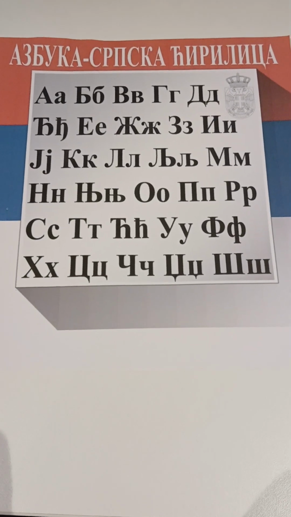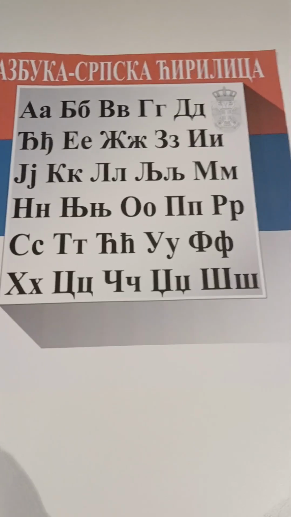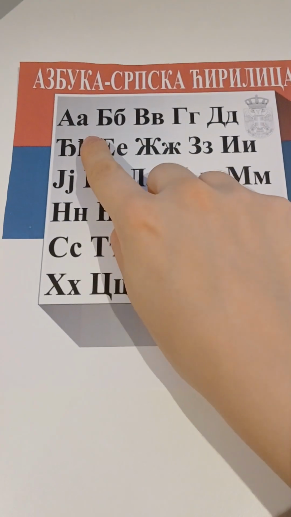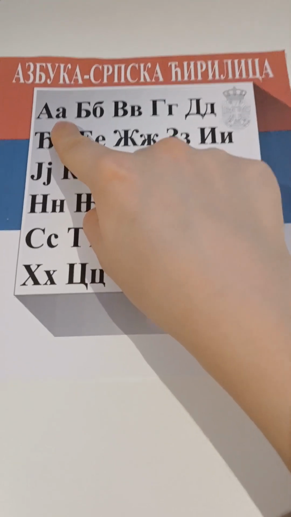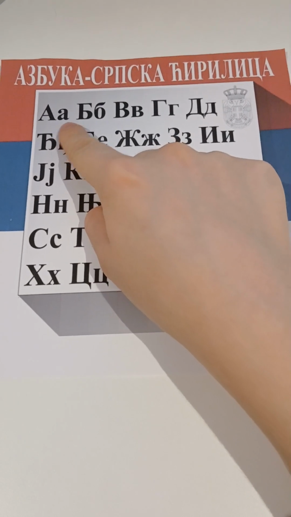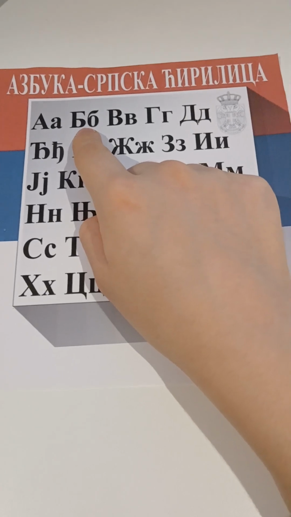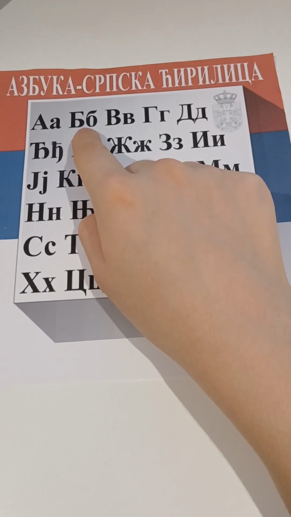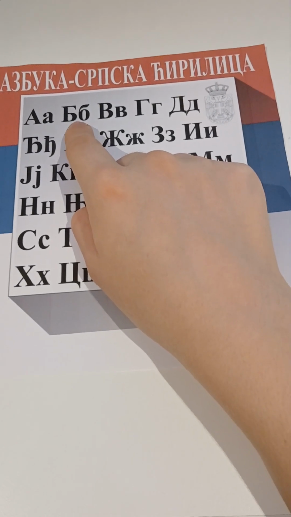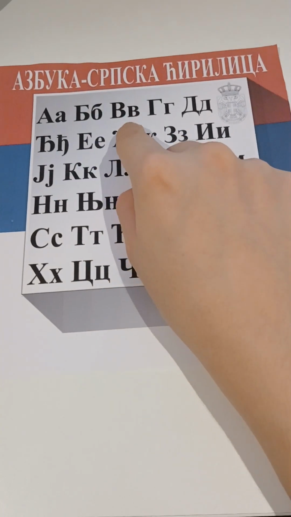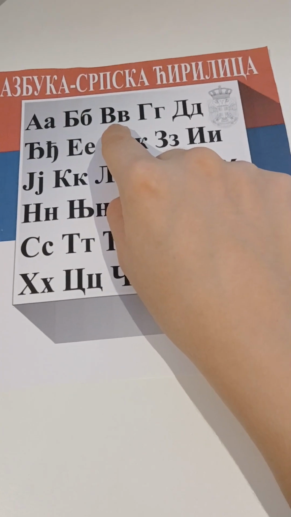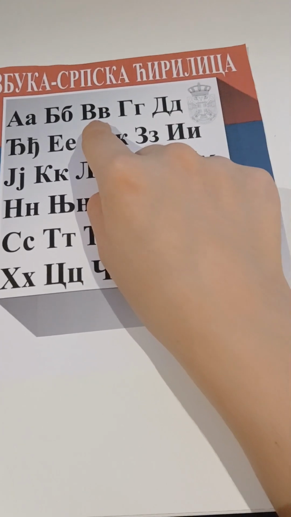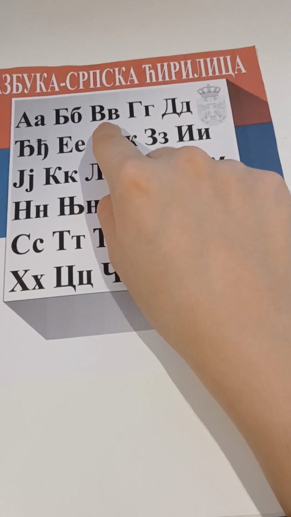So this is the Serbian Cyrillic alphabet. This letter you pronounce A for avion, which means plane. This one's a B. You pronounce B, like bubamar for ladybug. This is not a B. This is actually a V, like vuk, which means wolf.